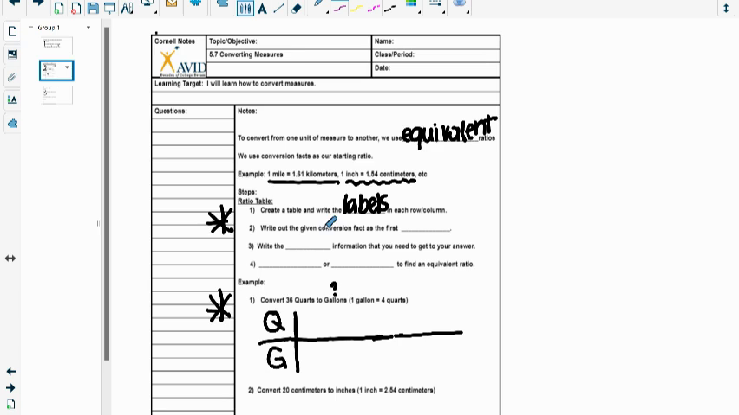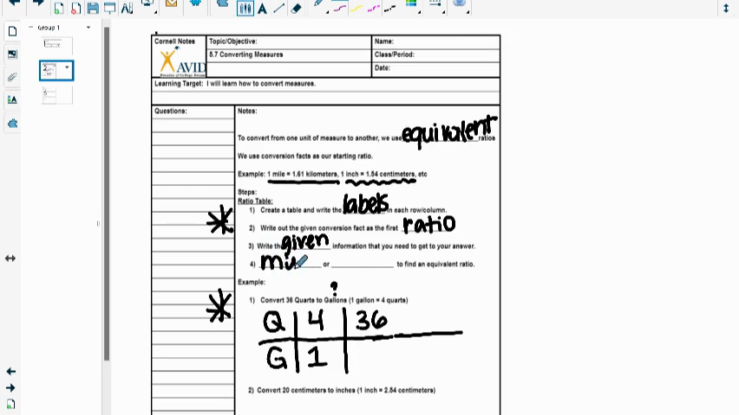I start by writing out the given conversion fact as the first ratio. That conversion fact, 1 gallon is 4 quarts, is going to be my first ratio. 1 gallon. So I'm looking for where my gallons are, and I'm putting a 1, is 4 quarts. I'm looking for my quarts and putting a 4. I know that there's 36 quarts, so I'm finding my quarts, putting 36. I want to know how many gallons that is. So then we write the given information. That was the 36 quarts that we need to get our answer.